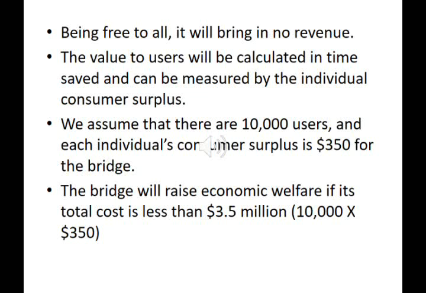So if we assume that there are 10,000 users of this Juhayna Square bridge, and each individual's consumer surplus is, for example, $350 for the bridge, then the bridge will raise economic welfare if its total cost is less than 3.5 million. What is this $3.5 million? It is the 10,000 users times $350 in the form of consumer surplus per user, which will make up $3.5 million.